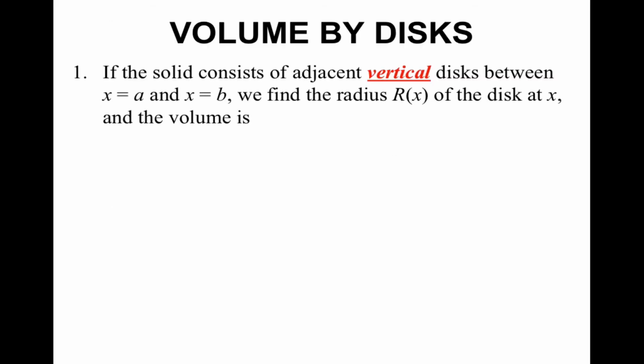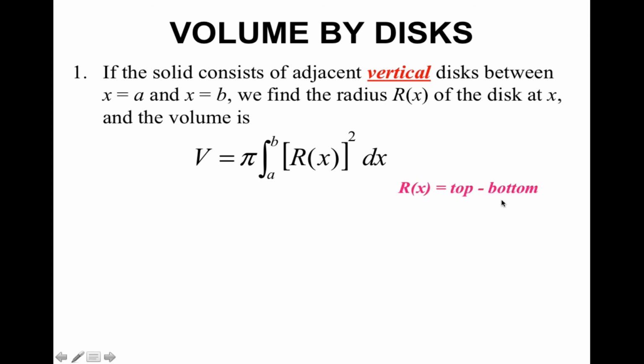All right, so volume by disks. The first thing you have to keep in mind is that if the solid consists of adjacent vertical disks between x equals a and x equals b, we find the radius r of x of the disk at x, and the volume is given by pi times the integral from a to b of r of x squared dx. So this is just telling you that you're integrating in terms of x. So you have vertical disks, aka vertical rectangles. And of course, r of x is top minus bottom.